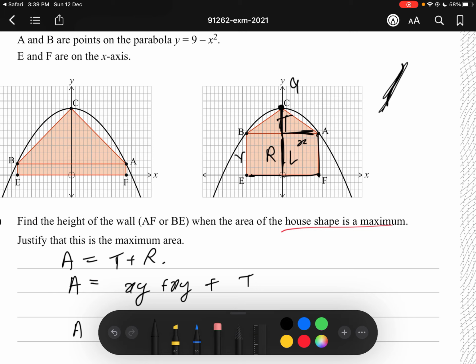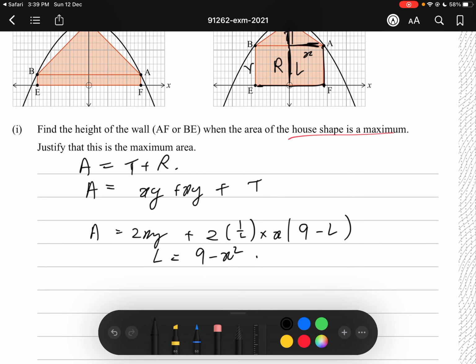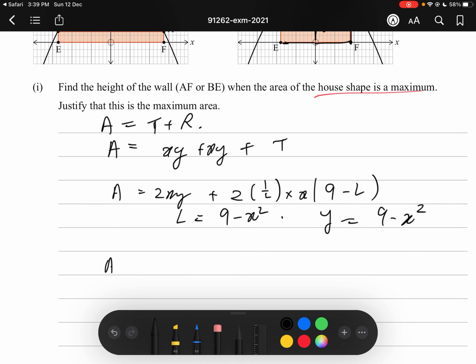If we substitute x into our equation, we're going to see y equals 9 minus x squared. So therefore, we know that L is equal to 9 minus x squared. We also know that y equals 9 minus x squared. So therefore, area is equal to 2x times y, which in this case is 9 minus x squared, plus 2 times 1/2, which is just 1, times x times (9 minus x squared).